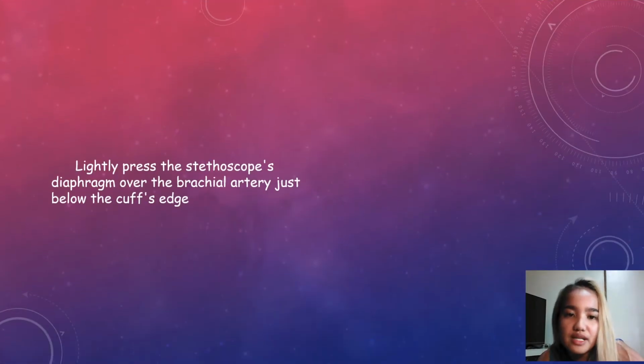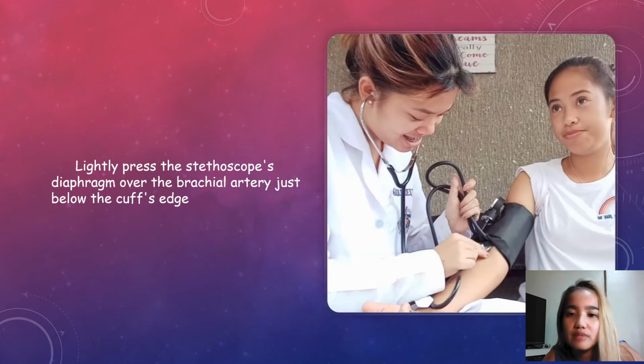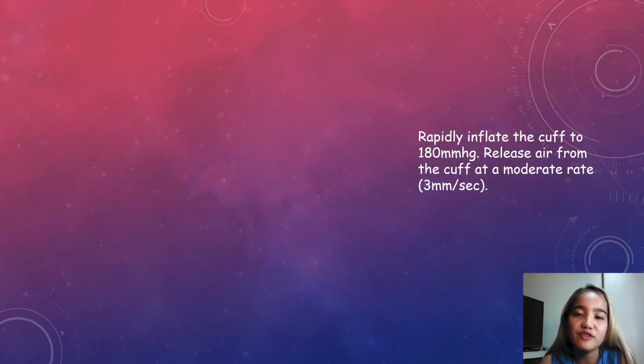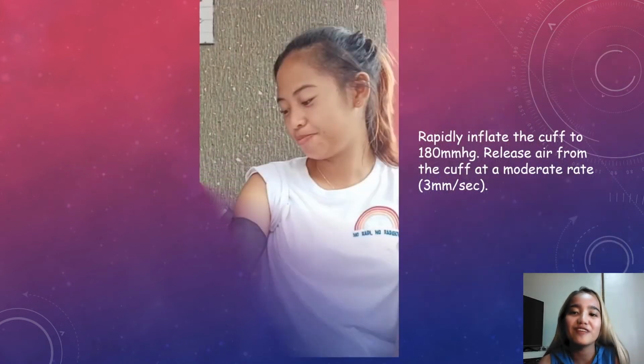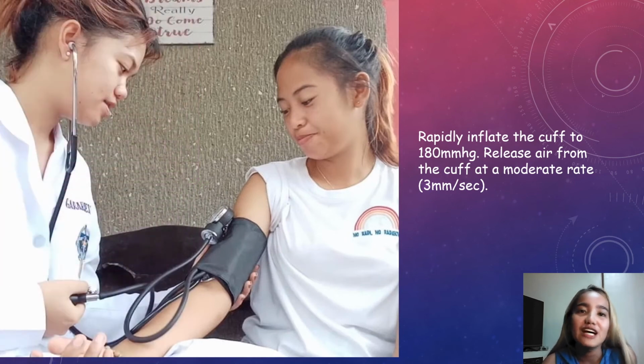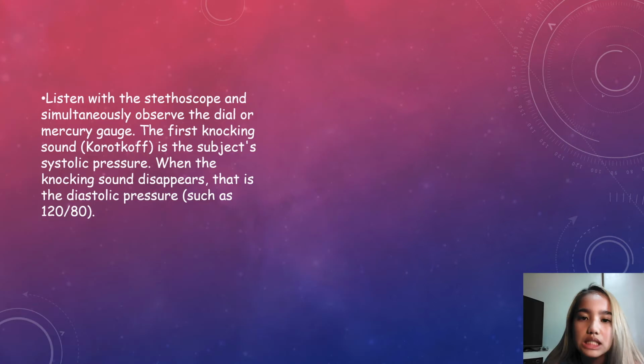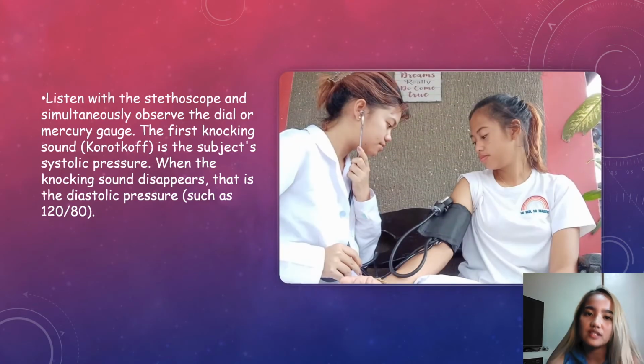Then lightly press the stethoscope's diaphragm over the brachial artery just below the cuff's edge. Now is my favorite part, which is rapidly inflating the cuff to 180 mmHg, then releasing the air from the cuff at a moderate rate of 3 millimeters per second. Now we will be listening with the stethoscope and simultaneously observe the dial or the mercury gauge.